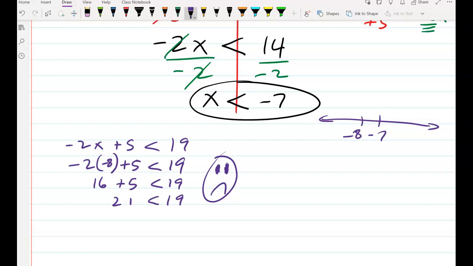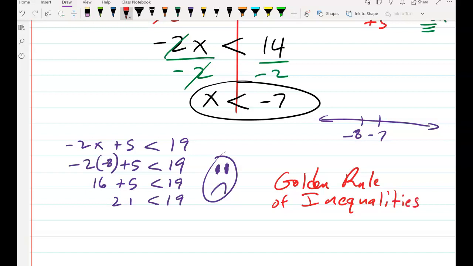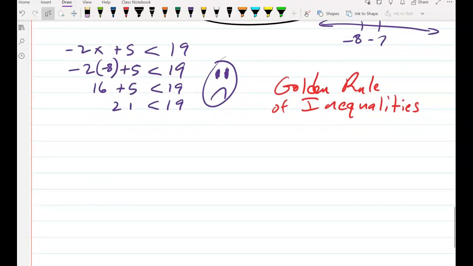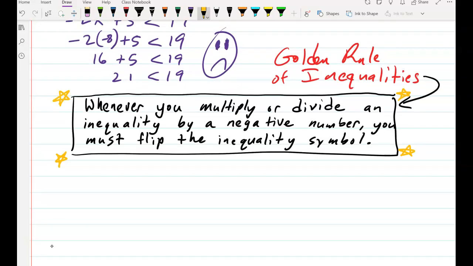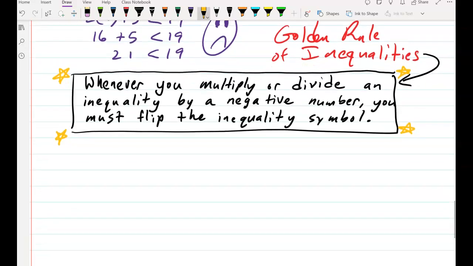I forgot to tell you about the golden rule of inequalities. The golden rule of inequalities is very, very important. Let me write that down for you really quick, and I'm going to show you what that is. Nope, scroll up, there we go, the golden rule of inequality. So the golden rule of inequality states, whenever you multiply or divide an inequality by a negative number, you must flip the inequality symbol. If you don't, you'll get the wrong answer.